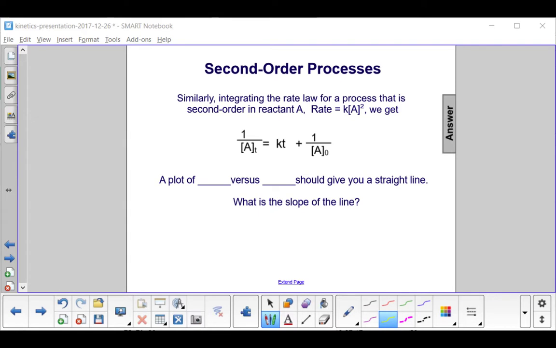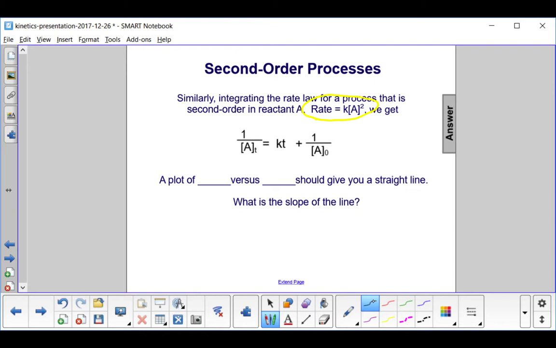Okay, what about integrating rate laws for second order processes? So remember for a second order process that this is what a general rate law might look like, where the rate is proportional to the concentration squared. And if you do a little calculus, here's what you get for the integrated rate law. 1 over concentration of A at t equals kt plus 1 over concentration of A at time 0.